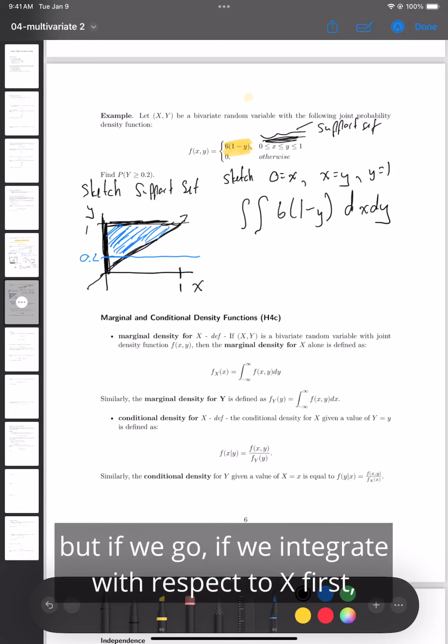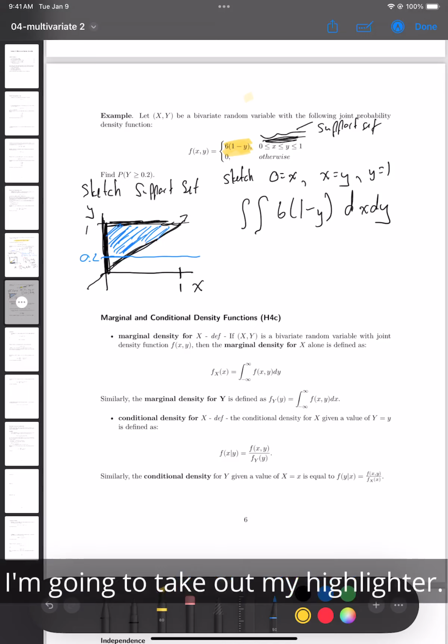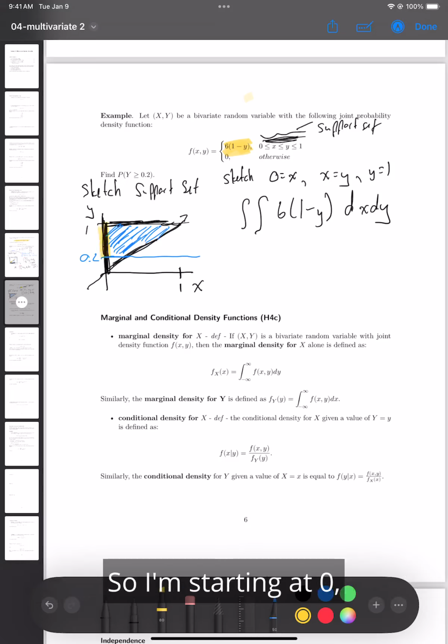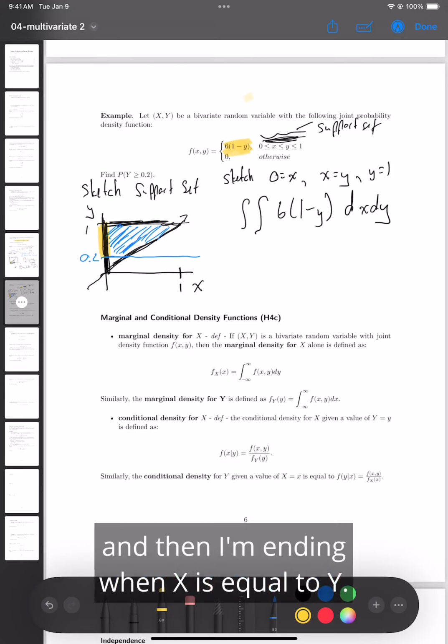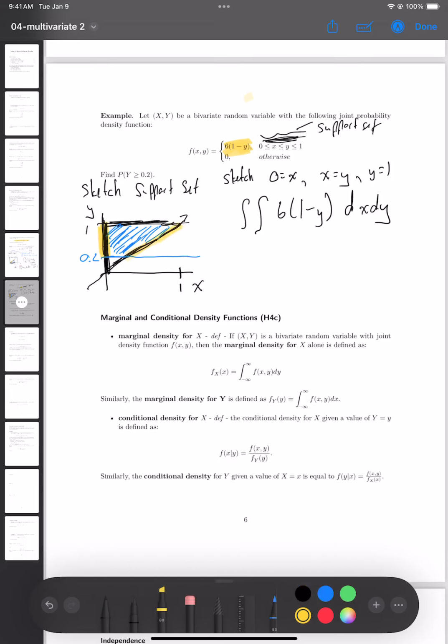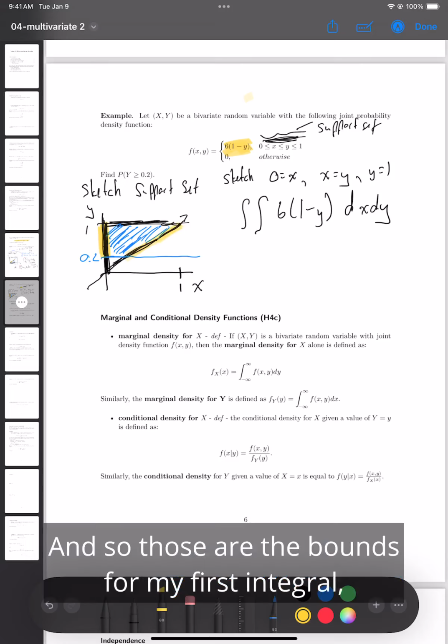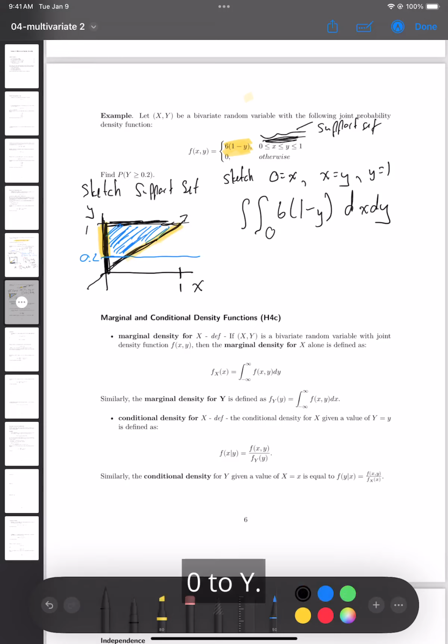But if we integrate with respect to x first, I'm going to take out my highlighter. So I'm starting at 0. So I'm going left to right, starting at 0. And then I'm ending when x is equal to y. And so those are the bounds for my first integral, 0 to y.